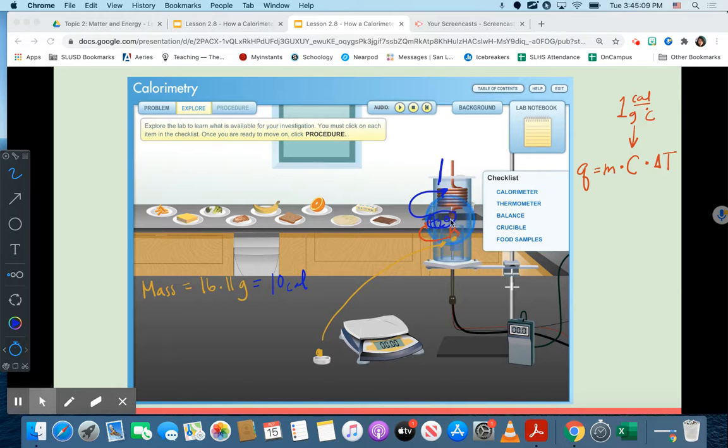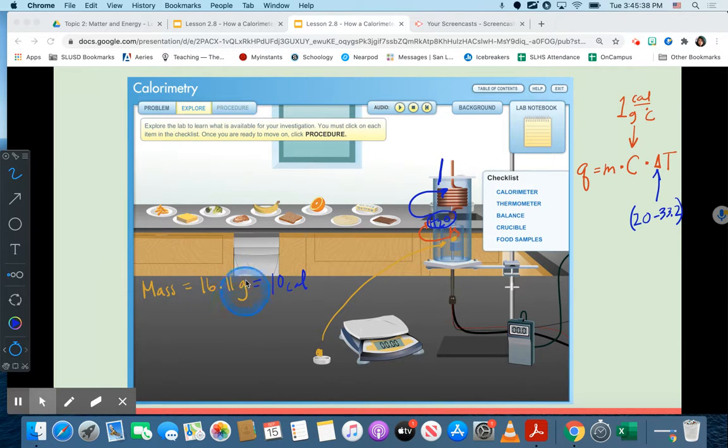So I burn this up and then I measure the temperature change, right? Let's say when we first started out, we measured that the temperature was originally 20 degrees Celsius, and then after we burned it up, it went up to 33.2 degrees Celsius, right? So when I subtract these two, that's going to be my temperature change.